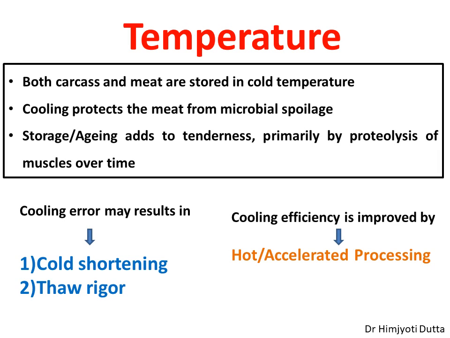It is a general practice to store the dressed carcasses in a cold or refrigerated environment. Lowering the temperature inhibits microbial growth. Also, during this stage, the proteolytic enzymes, primarily calpains, cause degradation of the muscle fibers, imparting tenderness or softness to the stored meat. However, this cooling step also requires some careful pre-considerations. Cooling errors like cold shortening and thaw rigor must be avoided by such precautions, and the cooling efficiency can be enhanced by treatments like hot or accelerated processing. All these will be discussed in the next slides.